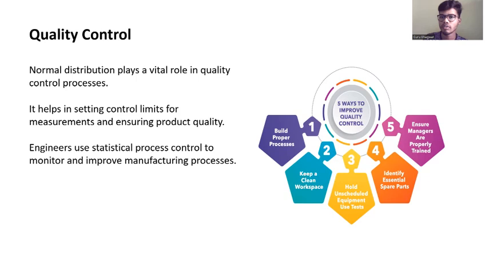These are the 5 ways to improve quality control. The first one is build proper processes. Next, keep a clean workspace. Third is hold unscheduled equipment use tests. Fourth is identify the essential spare parts. Fifth is ensure the managers are properly trained. This is how the normal distribution can be applied in the proper way. This is how quality control works.